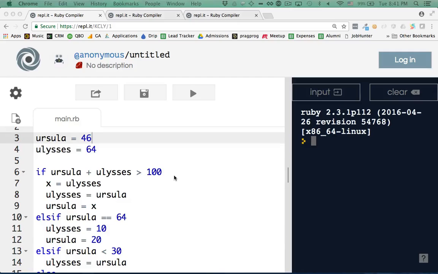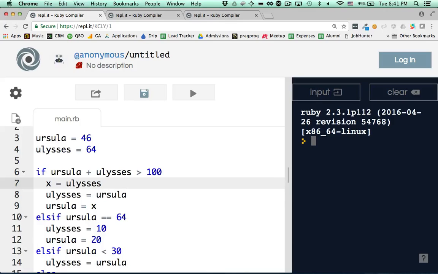If Ursula plus Ulysses is greater than 100, and this is the first time I think we encountered a mathematical expression within an if statement. But you can do that. If Ursula plus Ulysses is greater than 100, is that the case? How much is Ursula plus Ulysses? 110. Okay, so that's greater than 100. So what line runs next? 7. So x is Ulysses.